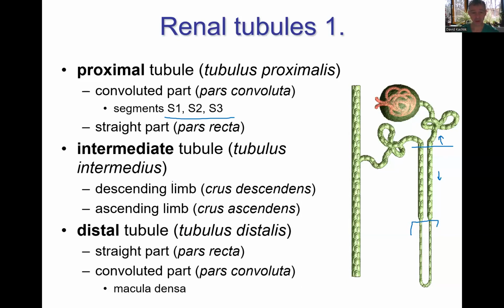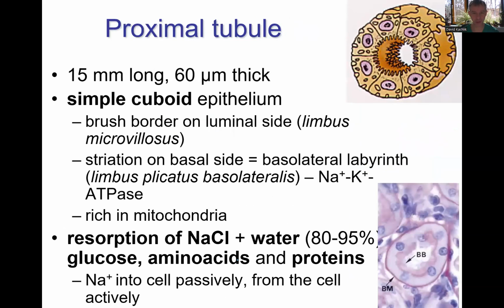And the convoluted part of the distal tubule is very close to the renal corpuscle. So here we have the juxtaglomerular apparatus, and the cells which are part of this apparatus are called macula densa. I'll come to this again later. So this is just the introduction. And now let's talk about the proximal tubule.